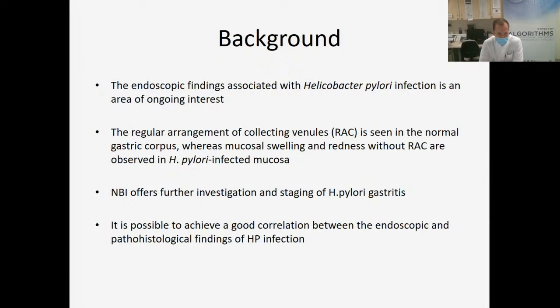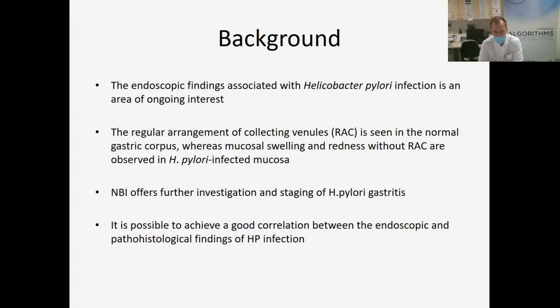So, this is an area of ongoing interest because of the well-known reasons. So far, the endoscopic finding with the best correlation with histologic finding is the presence of regular arrangement of collecting venules, which are usually seen in the normal gastric corpus of Helicobacter-negative status, which has a negative predictive value for Helicobacter infections of about 90%. On the other hand, mucosal swelling and redness without these changes are observed in Helicobacter pylori infected mucosa.